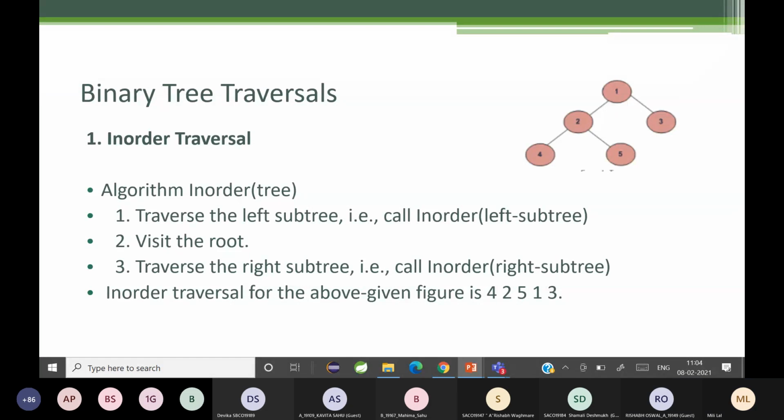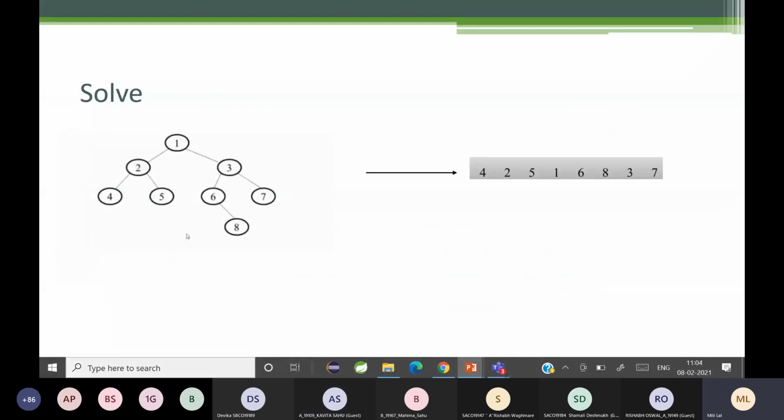What about others? Okay. So an example. Can you all see how it is done? First you go to the left part. Which is the left part? The left subtree is 2, 4 and 5, right? So as per the algorithm, the first node you're going to visit is the left, which is 4. Then you visit the root, that is 2.